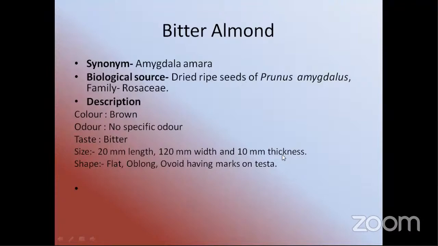Next is the bitter almond. Bitter almond is a cyanogenetic glycoside containing drug. The synonym is Amygdalus amara. Bitter almond is mainly the dried ripe seeds of Prunus amygdalus, family Rosaceae, and it is native to Iran and Asia. It is also found in France, Morocco, Portugal.